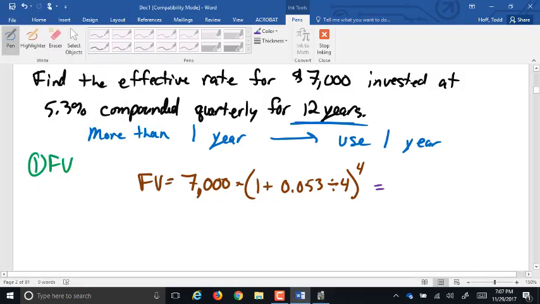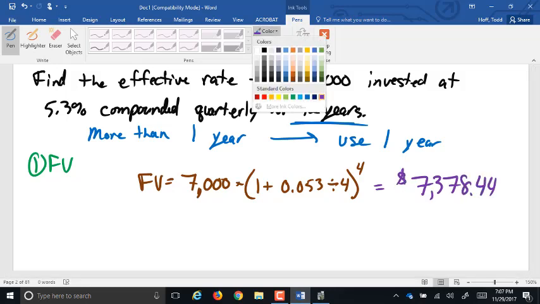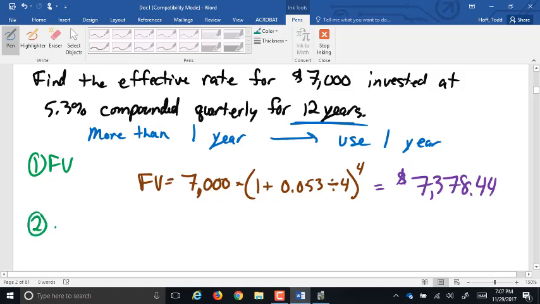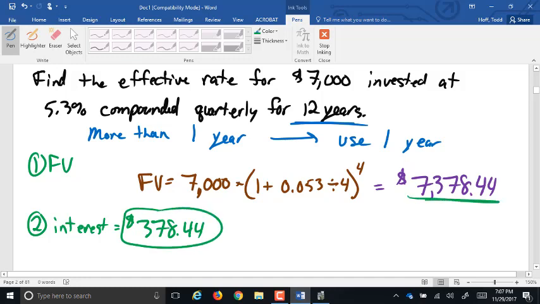Which gives us 7378.44 is our future value. Which means our interest, 378.44. Now I skipped that subtraction. All I did is I took this and subtracted the original 7,000.